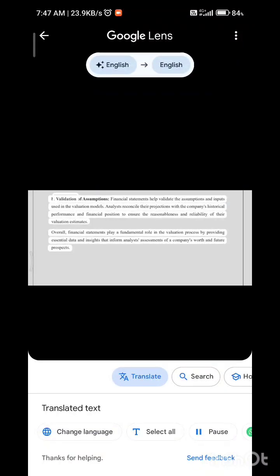8. Validation of assumptions. Financial statements help validate the assumptions and inputs used in the valuation models. Analysts reconcile their projections with the company's historical performance and financial position to ensure the reasonableness and reliability of their valuation estimates.